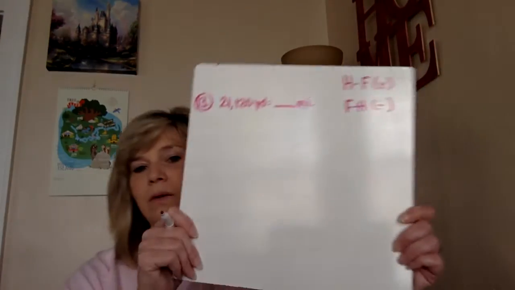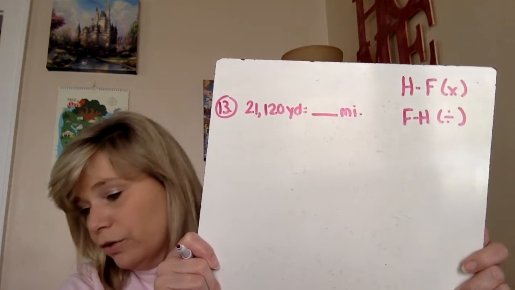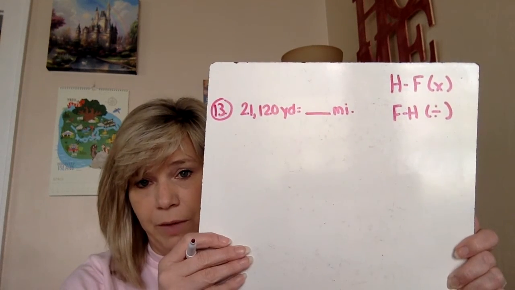So, the first problem I want to do with you, and I'm going to do 2, is number 13. Go ahead and do that. And we have 21,120 yards equals how many miles? Now again, I'm just practicing writing my problem down so that I can have the information in front of me and I'm not having to go from my sheet to this paper. I've got it in front of me, okay?